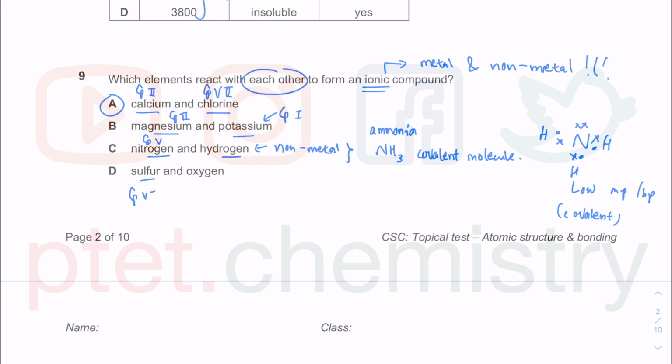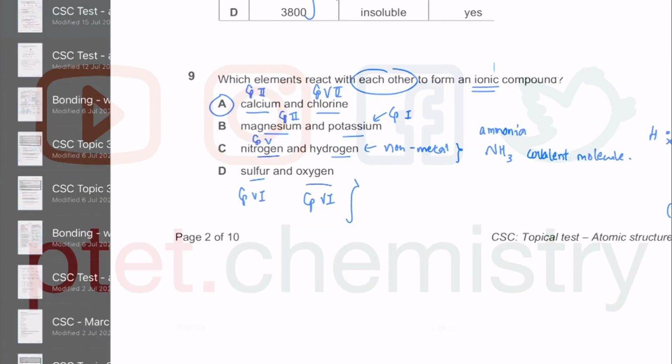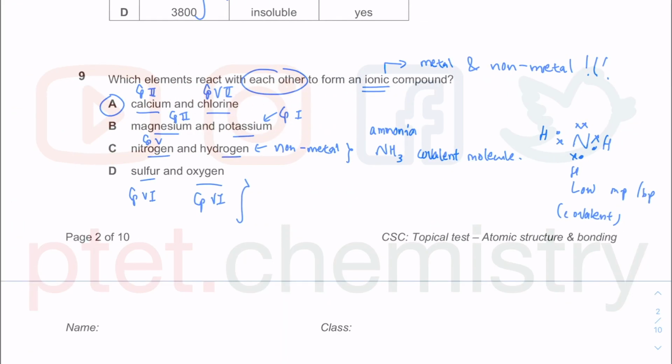Sulfur is group 6, as well as oxygen is group 6. Nonmetal and nonmetal, you will get a covalent compound, and those covalent compounds will be very important in your Year 10 and Year 11 stuff. Example, SO2, SO3. This is called sulfur dioxide.